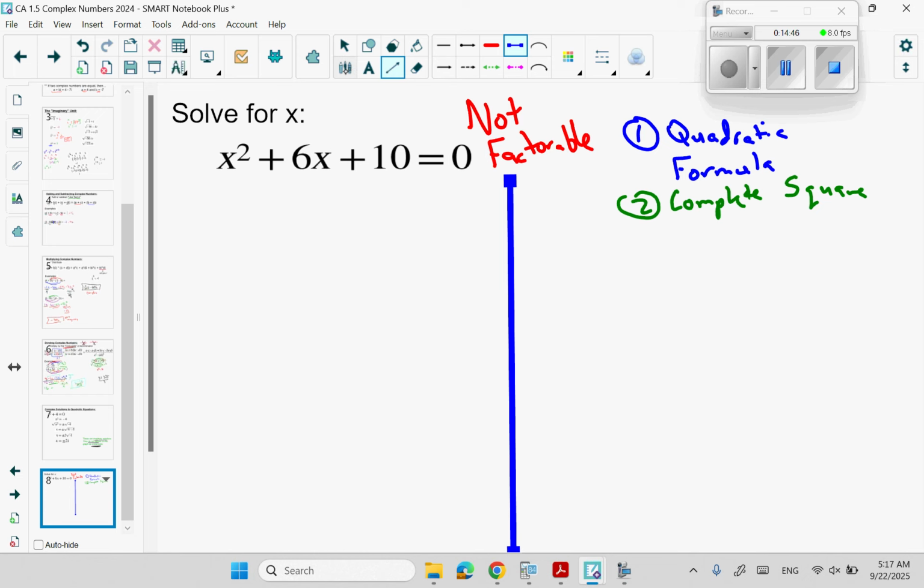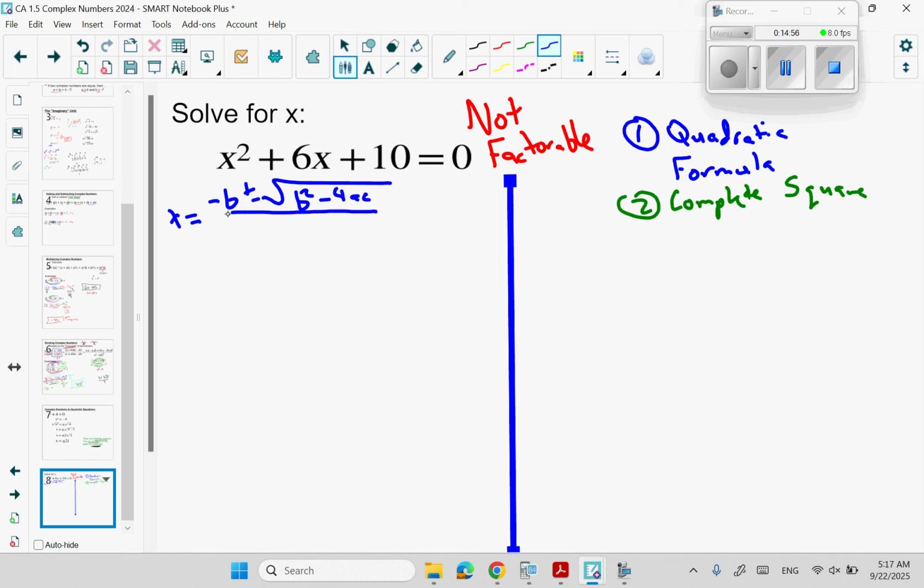So let's start with the quadratic formula. Quadratic formula being x equals opposite b plus or minus the square root of b squared minus 4ac all over 2a. We can identify our terms in the standardized form of ax squared plus bx plus c equals 0. So in this case, my a is 1 because I have a 1 out in front of my x squared. My b term would then be 6 because I have 6 attached to the x, and my c term would be 10 because that's my constant.